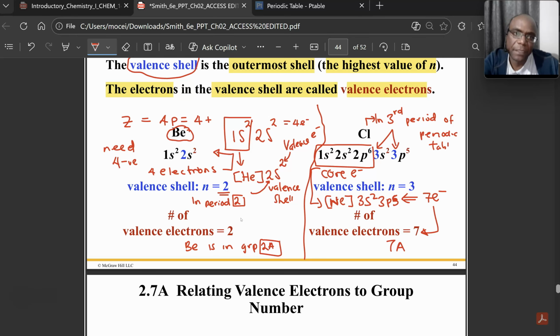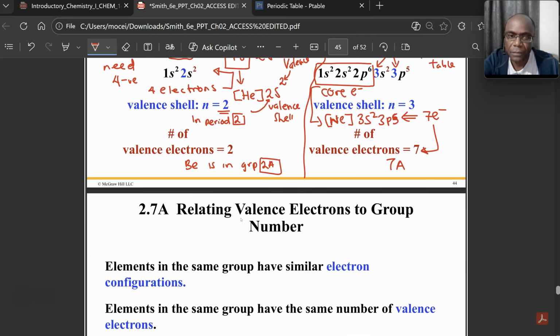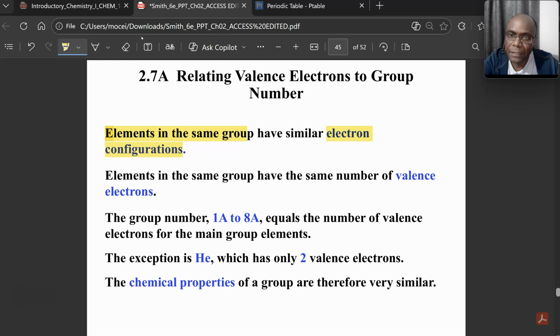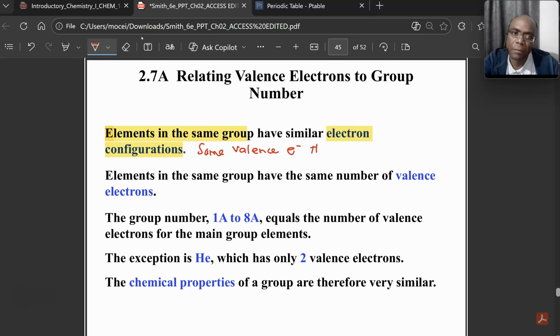So kind of a repetition of what I've already taught you, but to emphasize the relationship here. So let us continue to do the valence electron relationship to the group number. So we emphasize that elements in the same group will have similar electronic configuration. Similar in what way? They are similar because they will have the same valence electron number.